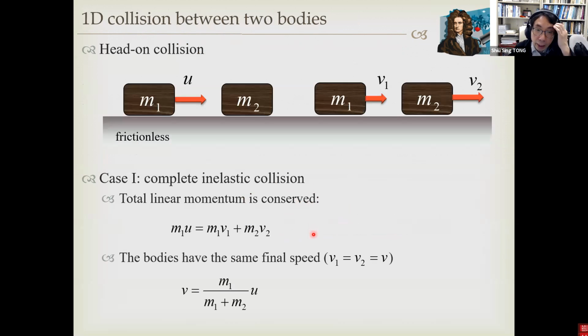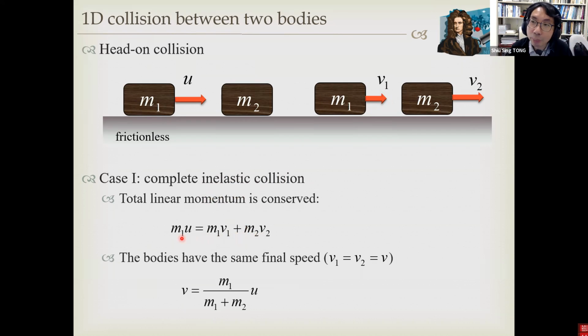Now let's handle the case of a complete inelastic collision. For example, you have two bodies, M1 and M2. Initially, M2 is at rest, and M1 is moving with an initial velocity u. After the collision, M1 and M2 move together, with velocities V1 and V2 respectively. So now we consider the first case, where the two bodies merge together after the collision, and that is a complete inelastic collision. Now the momentum equation always holds. It is independent of what kind of collision. For collisions, it always holds.